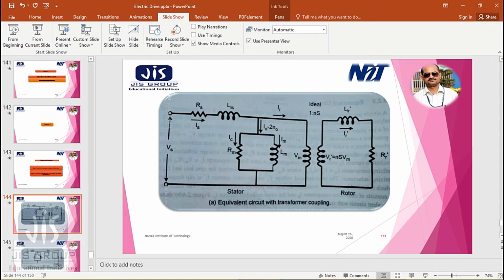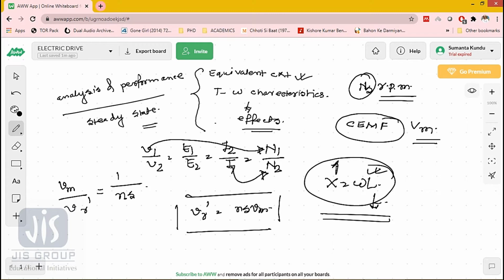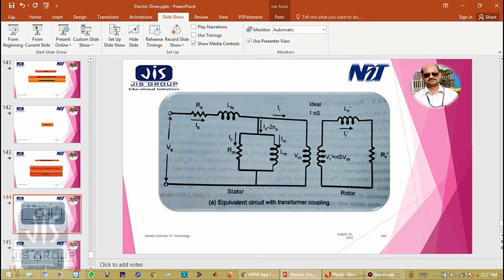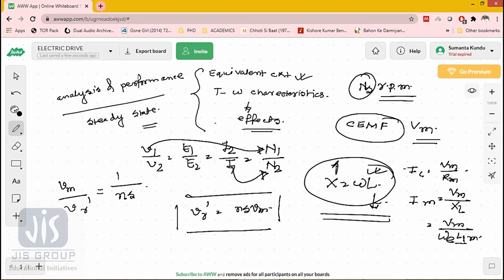So we got from our basic transformer concept, IC equals Vm by Rm, and Im equals Vm by XL, that is Vm by omega E Lm. Let me see what we have taken here. Sorry, it is taken Lm. So it will be Vm by omega E Lm only, not L1M.